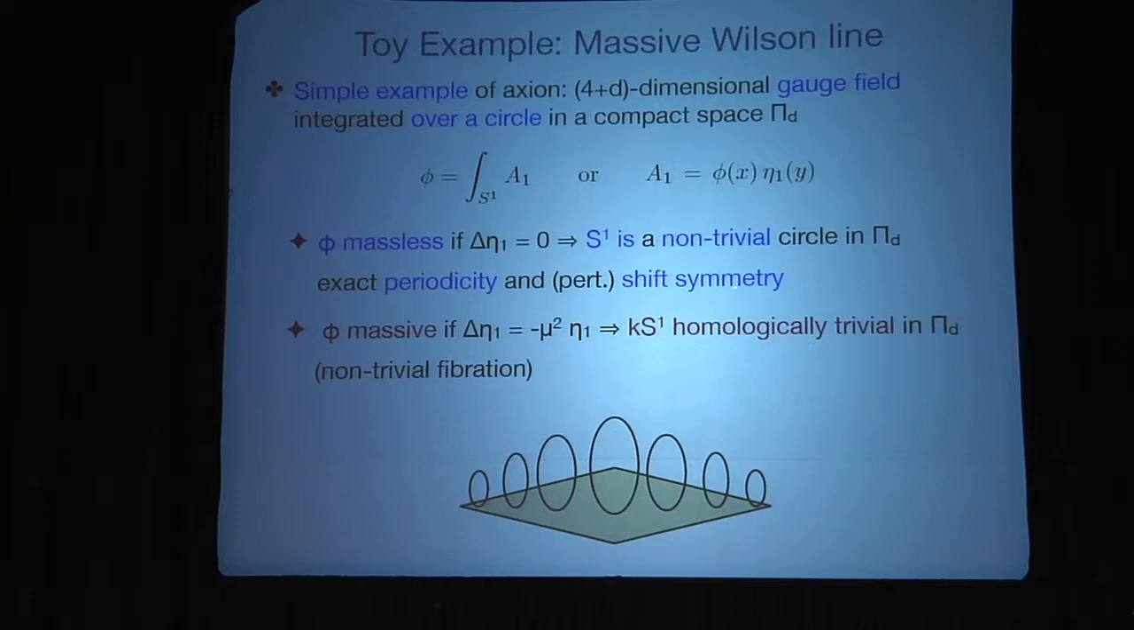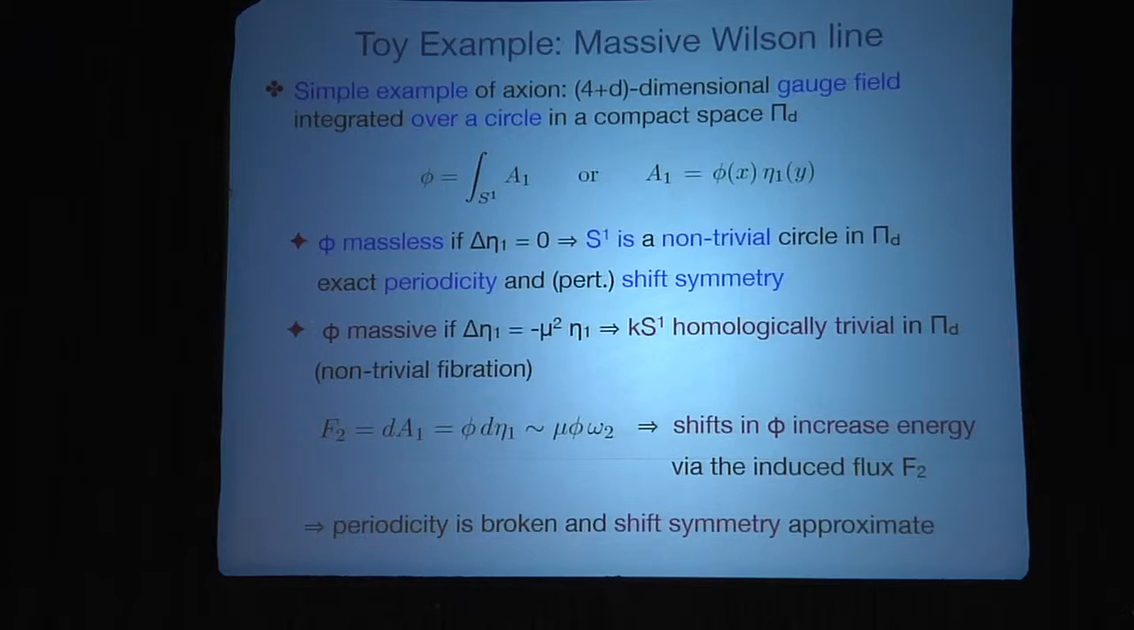Then something else happens. Then this circle, or k times that, will not be non-trivial. It will be homologically trivial, which is something that you can think of by engineering non-trivial fibrations, as happens a lot when we study compactifications. Okay, here I'm not pulling out any weird ingredient. So what happens if this second option is true is that when you give a VEV for this four-dimensional component of the gauge boson, you switch on a field strength in internal components of your extra dimensions, and this costs energy, and this will create a potential. Okay? Of course, because the flux is proportional to the VEV of the field, the periodicity is totally broken, and the shift symmetry can only be thought of as approximate.